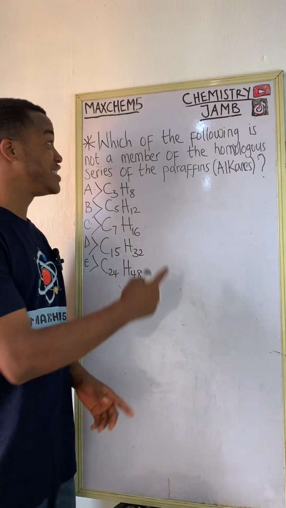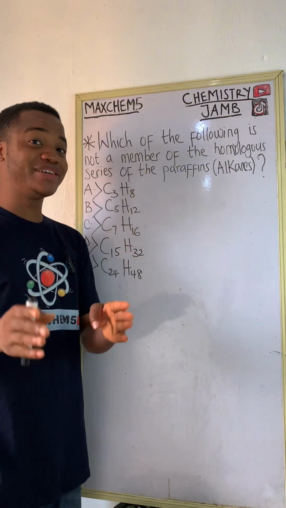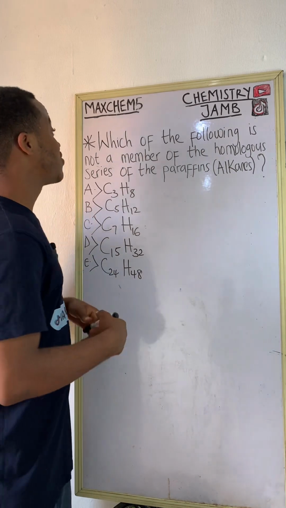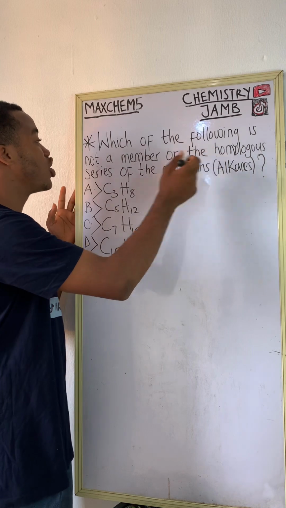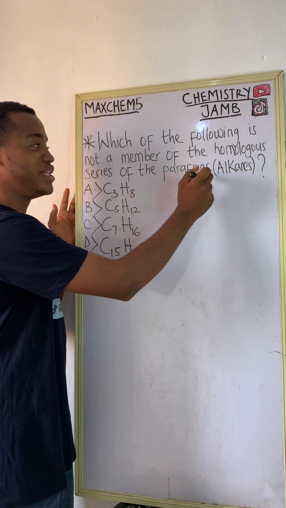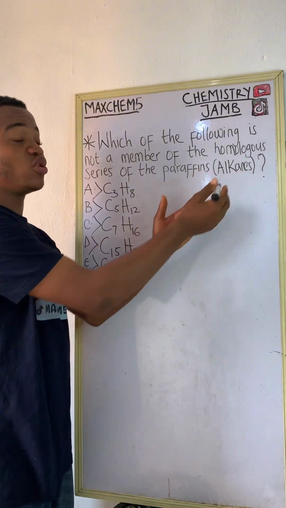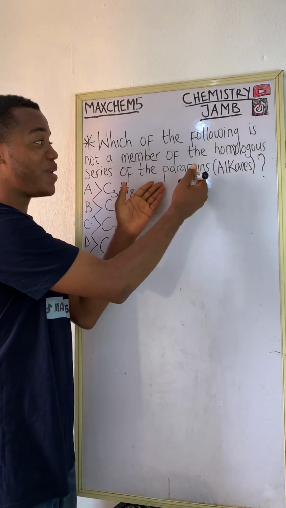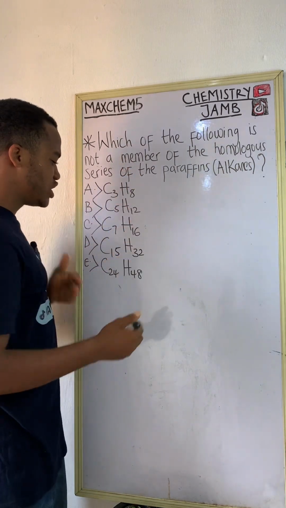Let's say you see this kind of simple question in your chemistry JAMB exam. How will you solve it? It is very simple. Let us solve it together. The question says, which of the following is not a member of the homologous series of the paraffins? That is the alkanes. Another name for the alkane homologous series is the paraffin homologous series. Have that in mind. So now look at these options.